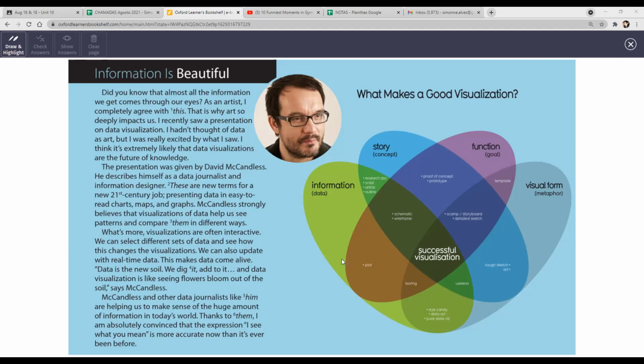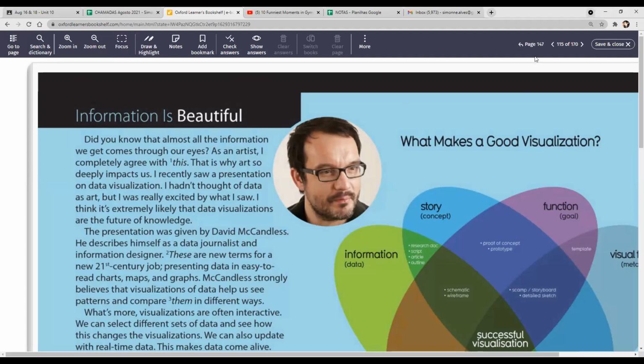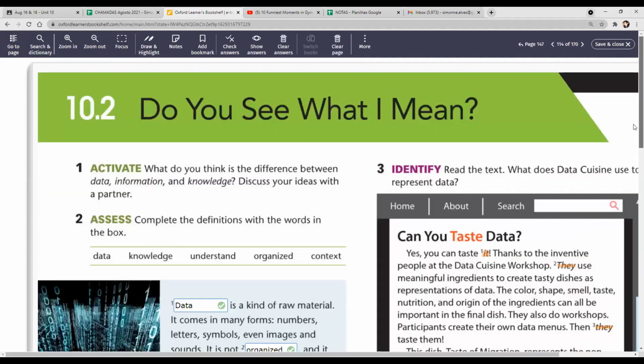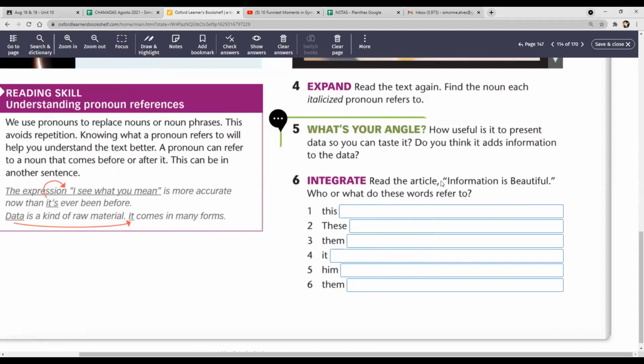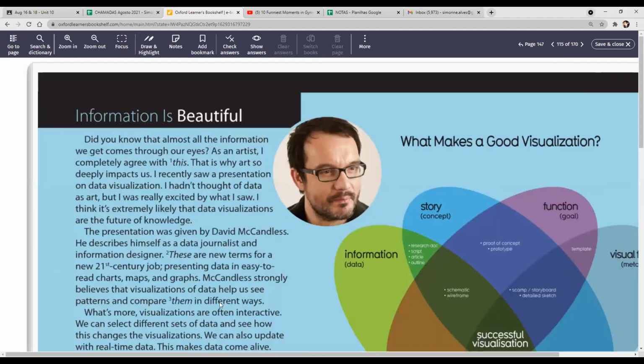Okay, Excel is just the beginning, okay? So let's go back to see, because here there is a task for us. We have to see the pronouns in the text and we have to find out what they refer to, okay? So let's go back here. Look, in number 6, they say, read the article, Information is Beautiful, and who or what do these words refer to? So let's go. Let's take a look at the first one.